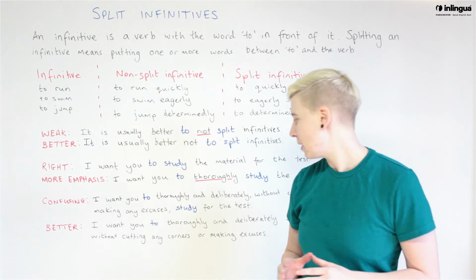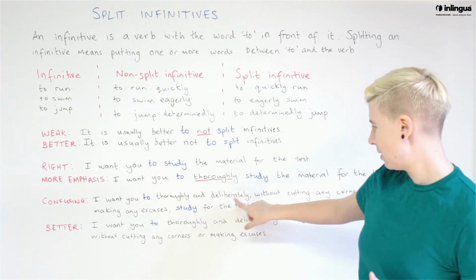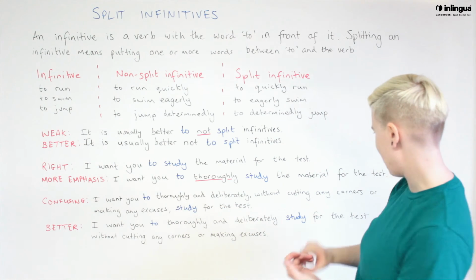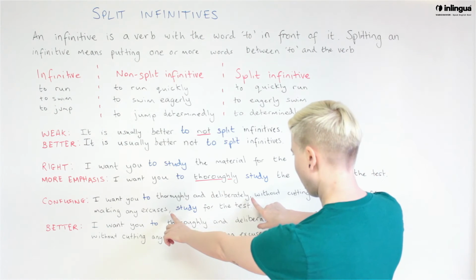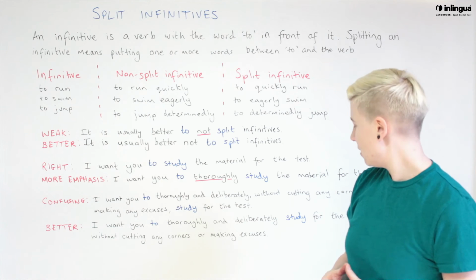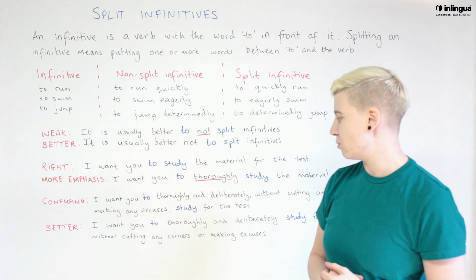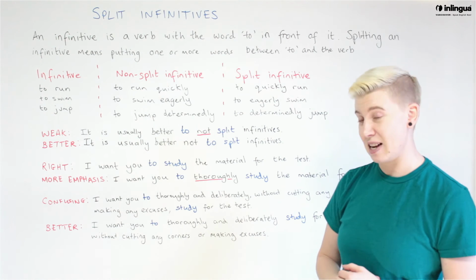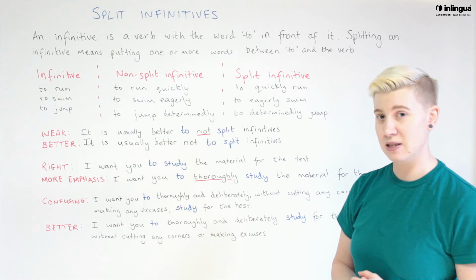To clean up this sentence, we have to rearrange it a little bit, to reorganize our clauses. So, having a look at it, we've got a comma here, and a comma here, so that's a clause, right? Without cutting any corners or making any excuses. We've got that isolated with commas. That helps us know what we can move. So let's look at my rearranged, clearer sentence. "I want you to thoroughly and deliberately study for the test without cutting any corners or making excuses."